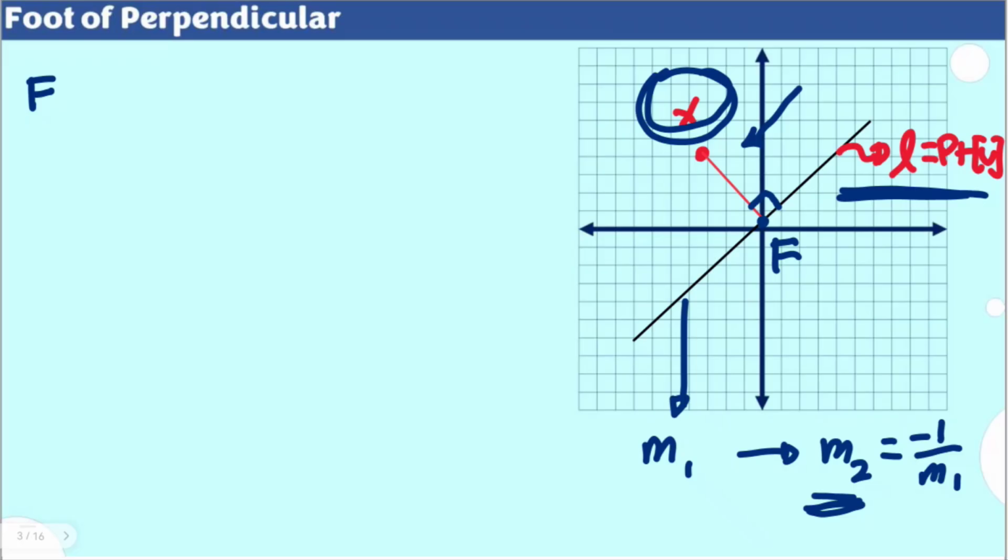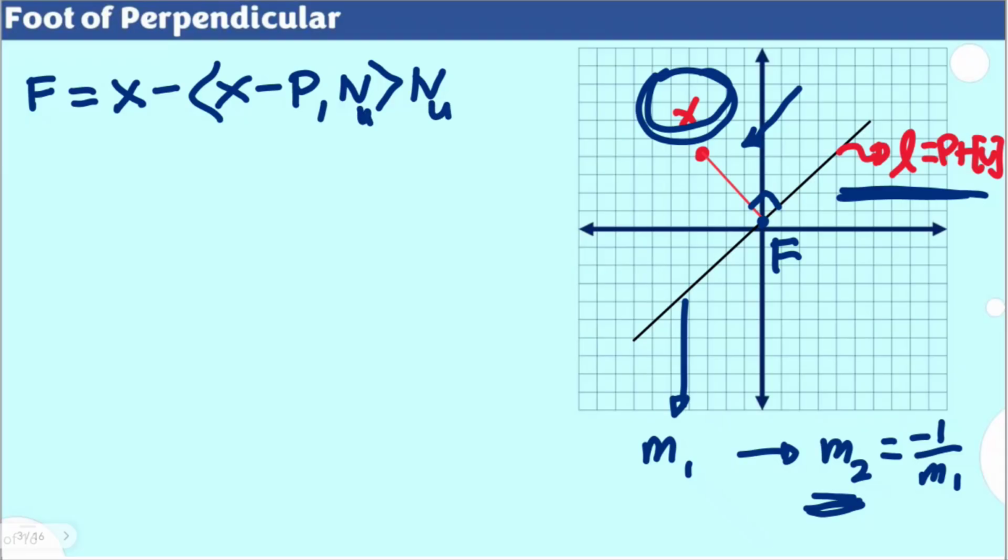The formula is indicated in this manner. The foot of perpendicular is the point X identified minus the inner product of X minus P, where P is any point on the line. So it considers any point on the original line. And then you have here your normal vector, the normal vector in comparison to the direction vector of your line, but this is actually in unit form. So I'm going to take note of this.